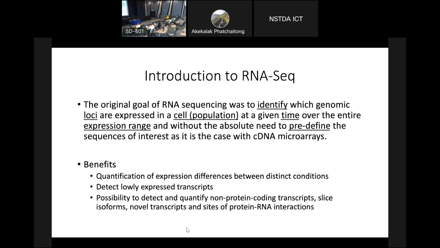With RNA-seq, it's different. Okay, now the benefits of doing RNA-seq: well, you can quantify, basically you can find differentially expressed genes, compare between conditions. You can detect transcripts that are expressed at a very low level. It's very good for that. And it can potentially, although maybe it's not used widely, detect and quantify non-protein coding transcripts, splice isoforms, novel transcripts, and even protein RNA interaction sites.